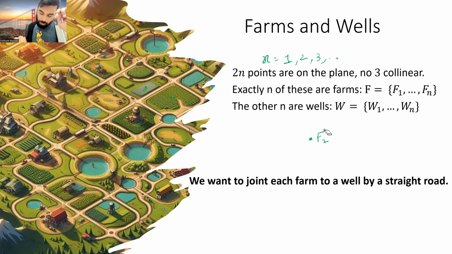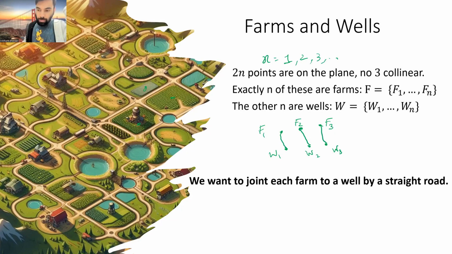So what do we want to do? We want to join each farm to a well by a straight cord. Think of it as a pipe. So here are some 3 farms and some 3 wells: F1, F2, F3, and well 1, well 2, well 3. There is no need for them to be arranged in this special manner. I'm just taking an example. And in this case, it's very easy to do it, right? Just join F1 and W1, F2 and W2, and F3 and W3.